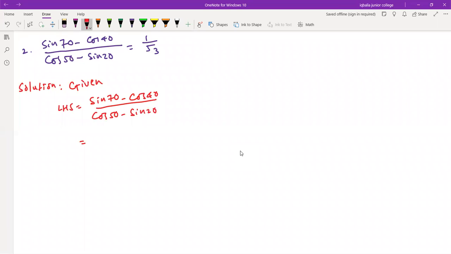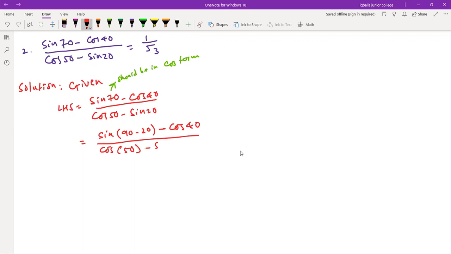So here I am going to change sine into cos. So this should be in cos form. Okay, so I'm going to change this sine 90 minus 20 minus cos 40 and cos 50 minus sine 90 minus 70. Now this sine 90 minus 20 is nothing but cos 20 minus cos 40 and cos 50 minus cos 70.